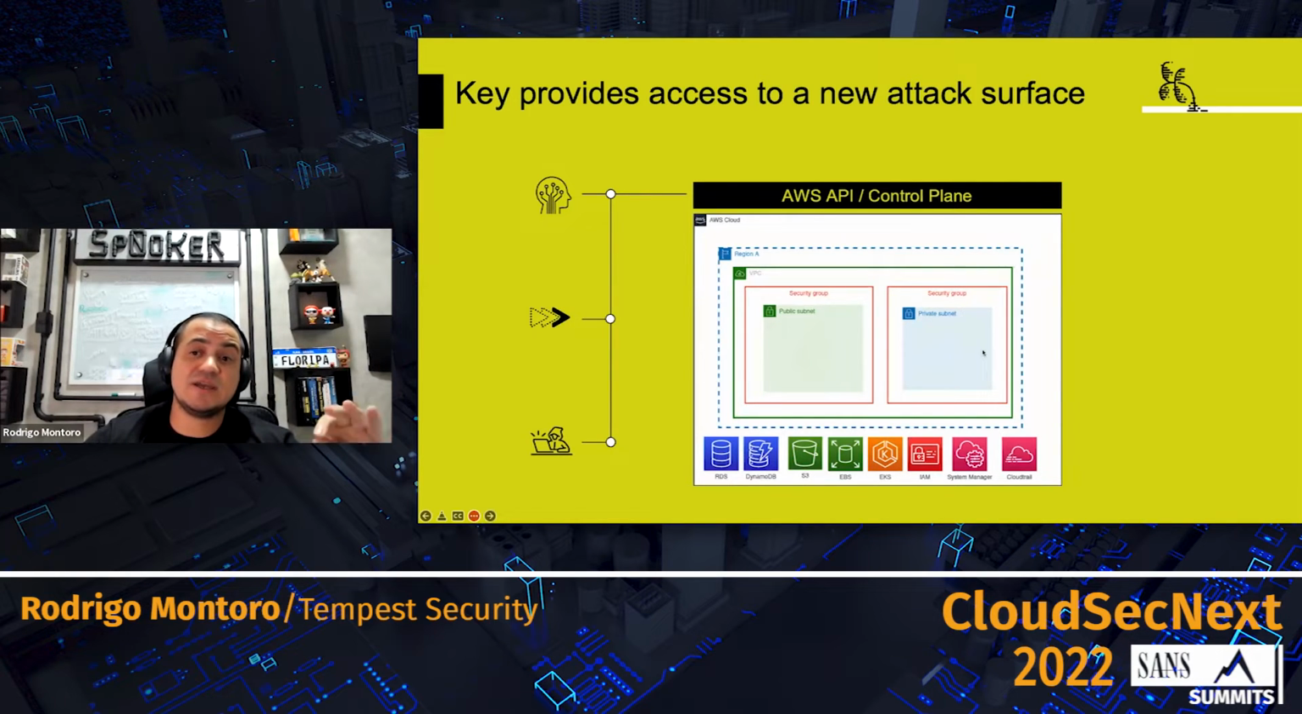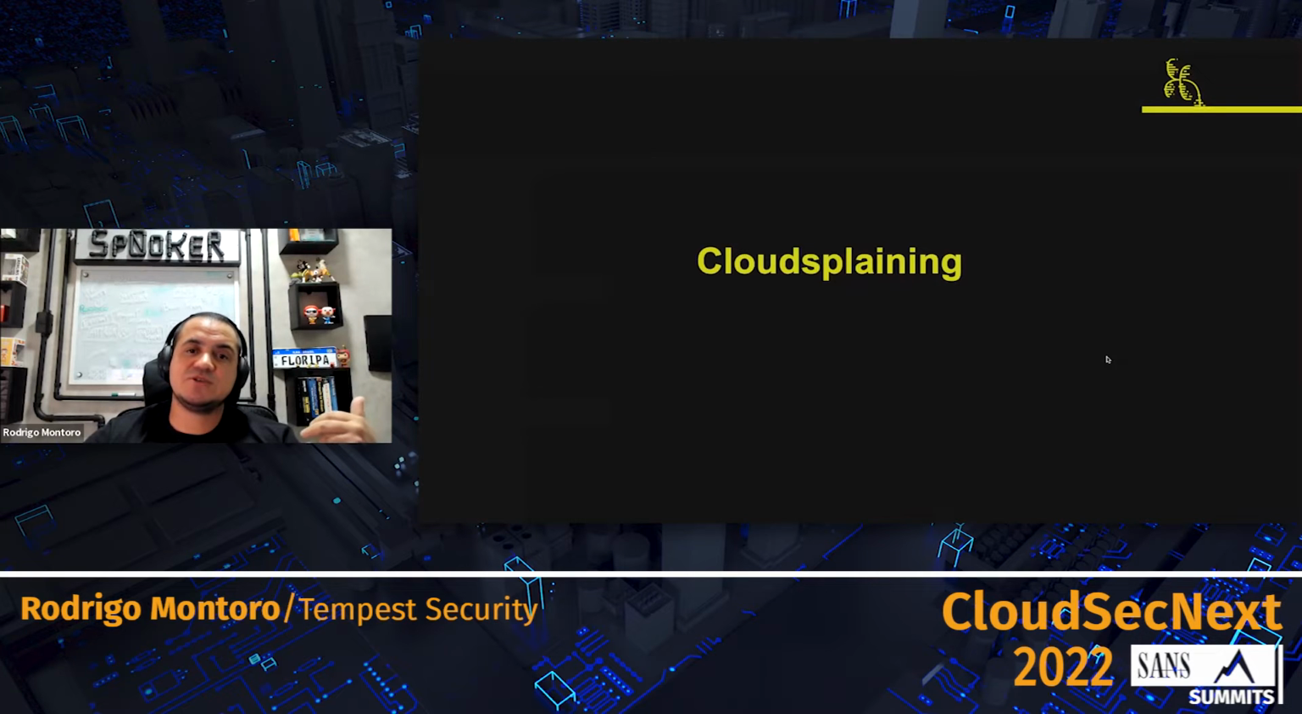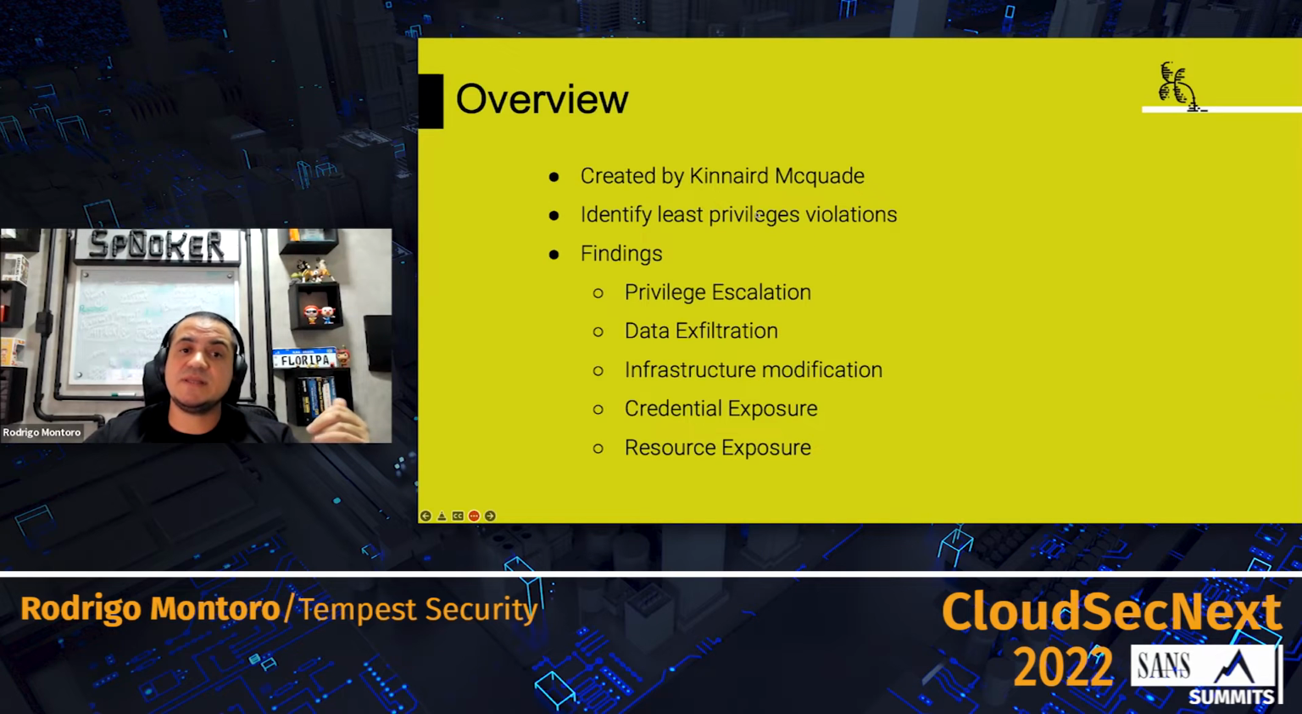The idea is, okay, we are safe. But think about that: keys are the perimeter and pretty easy to use because the AWS API is public. How can I mitigate my problems and try to achieve least privilege? That's where the core of this research fits: Cloudsplaining. Cloudsplaining is a tool created by Kinnaird McQuade. The main idea is to identify least privilege violations, and it's split into 5 main findings.